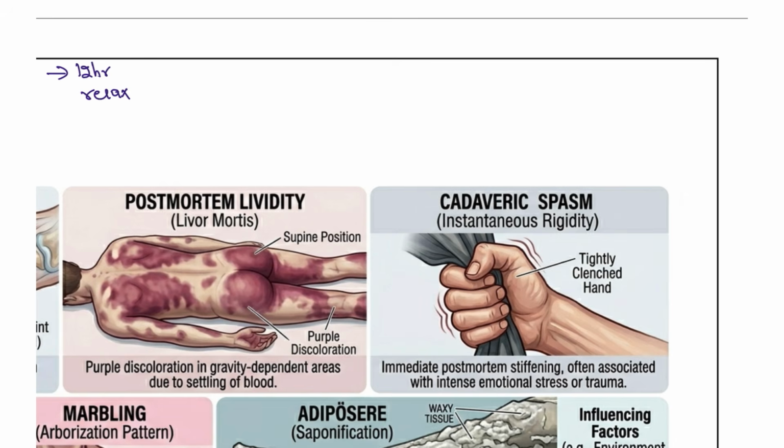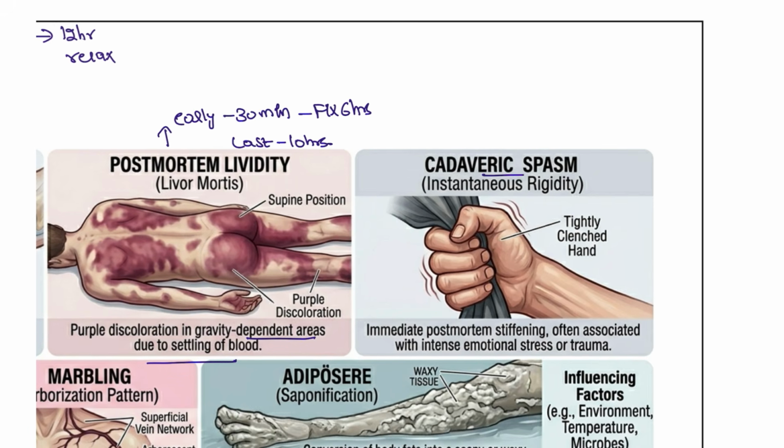Next, postmortem lividity, or the segregation, which you can also call livor mortis. This starts early, around 30 minutes, becomes fixed by 6 hours, and is lost by 10 hours. It is discoloration on the dependent areas. Next, cadaveric spasm is a different type. This cadaveric spasm is an antemortem finding associated with drowning.